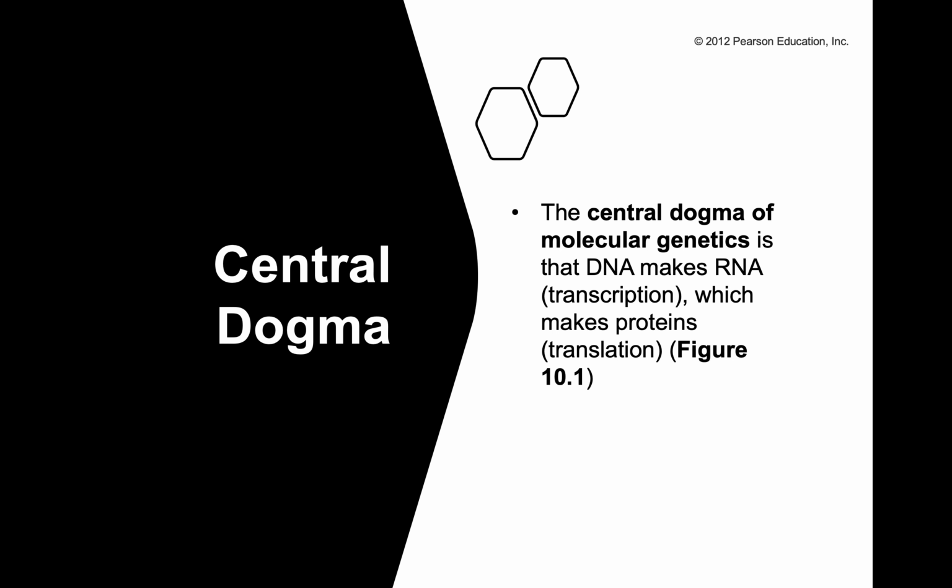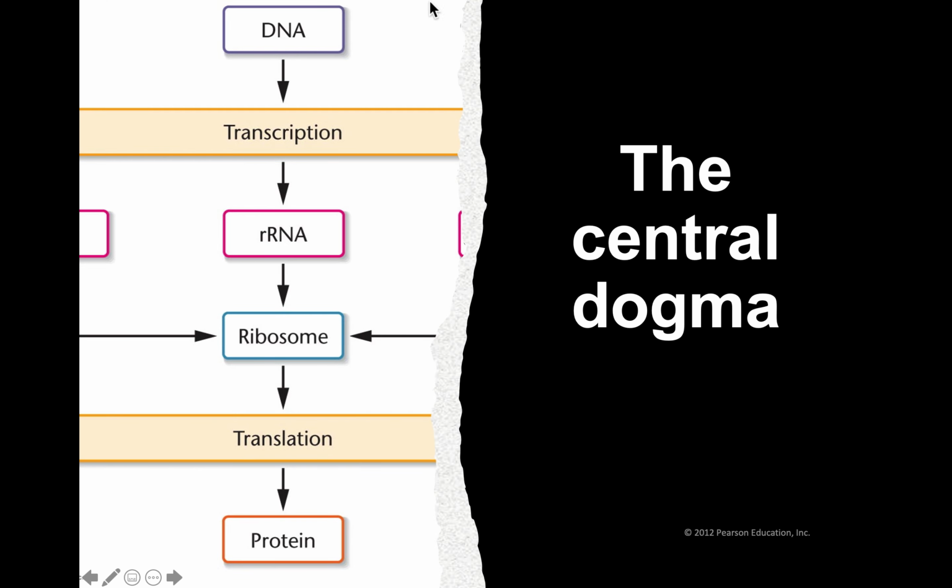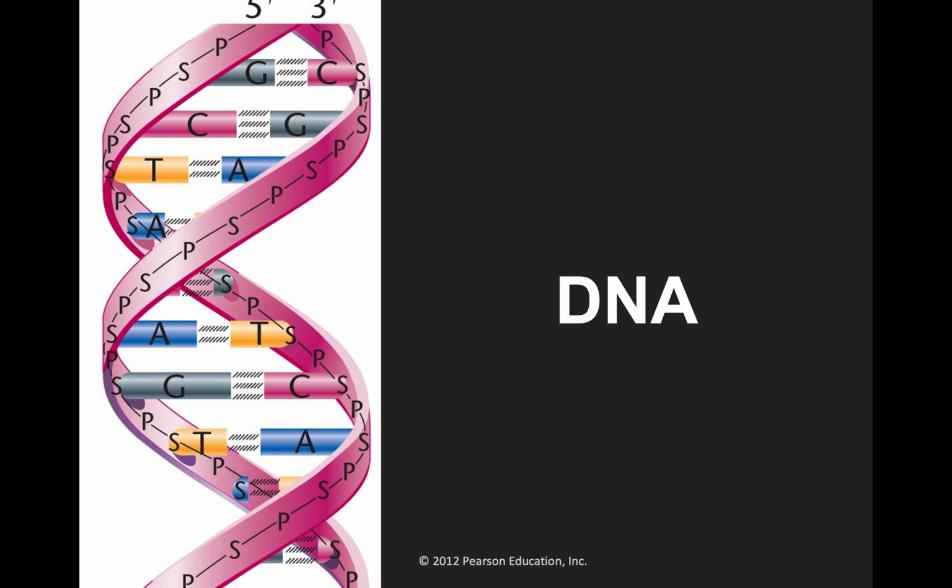So as we know, the central dogma of molecular genetics is DNA makes RNA makes protein. So we have DNA makes RNA, which is called transcription, and RNA makes protein, which is translation, and that is the central dogma of molecular biology.